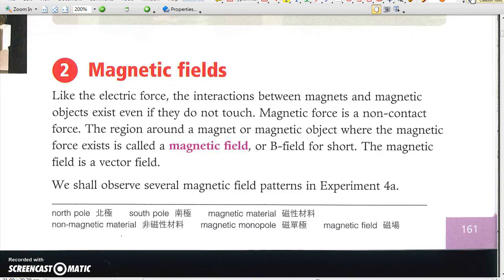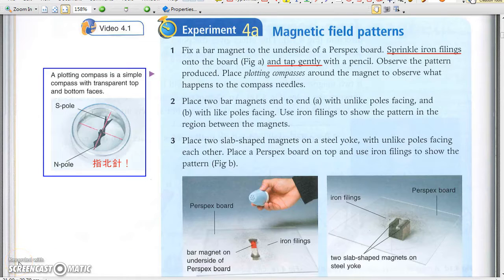2. Magnetic fields. Similar to electric field and gravitational field, the concept of magnetic field is used to explain interactions due to magnetic forces. First, let's see how we may observe different magnetic field patterns produced by different configurations of magnets. Experiment 4A. Magnetic field patterns.